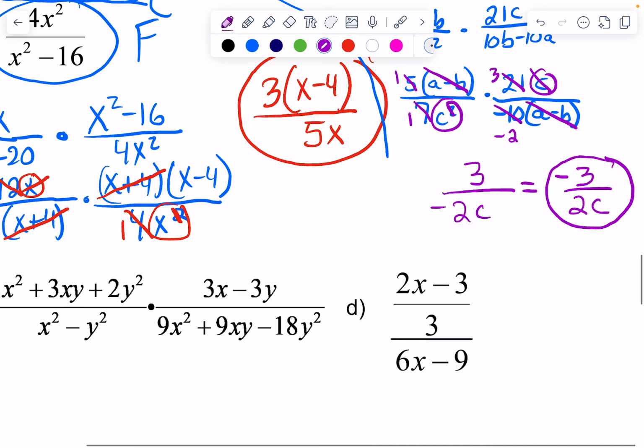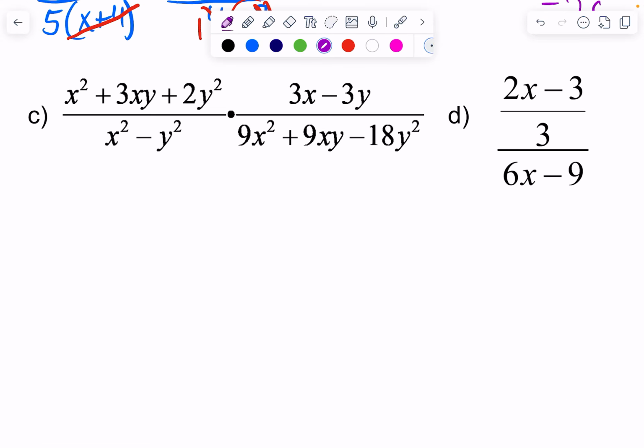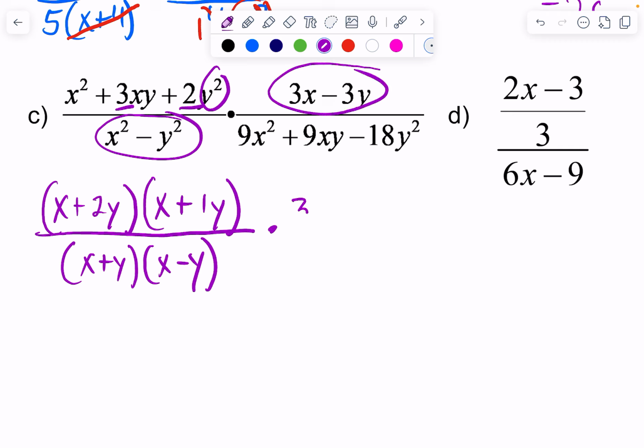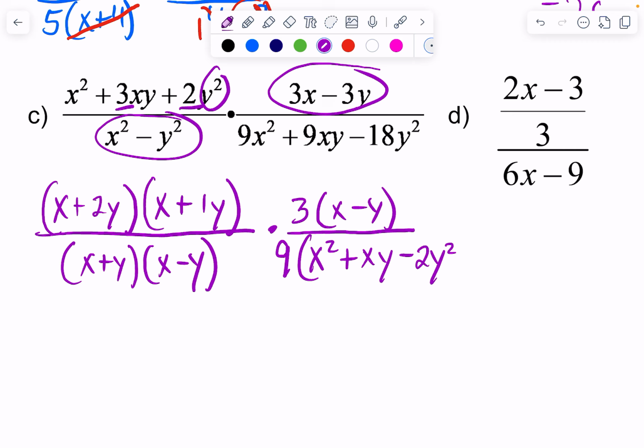Let's go. All right, two more. We're just multiplying here, so let's get right to factoring. What times what is 2, but when added together is 3. We've got an x plus 2y, remember there's a y squared in the back end, times an x plus 1y. Divided by, I've got a difference of squares, x plus y, x minus y, times, I can factor out a 3 here, GCF, x minus y, divided by, I can first factor out a 9 GCF here, giving me x squared plus xy minus 2y squared.